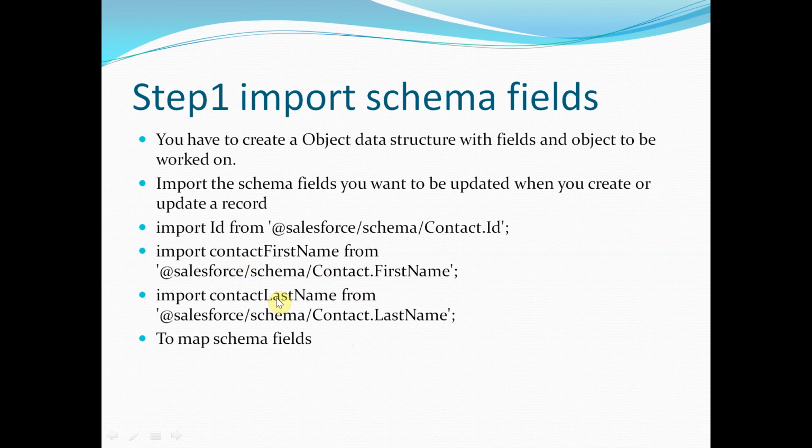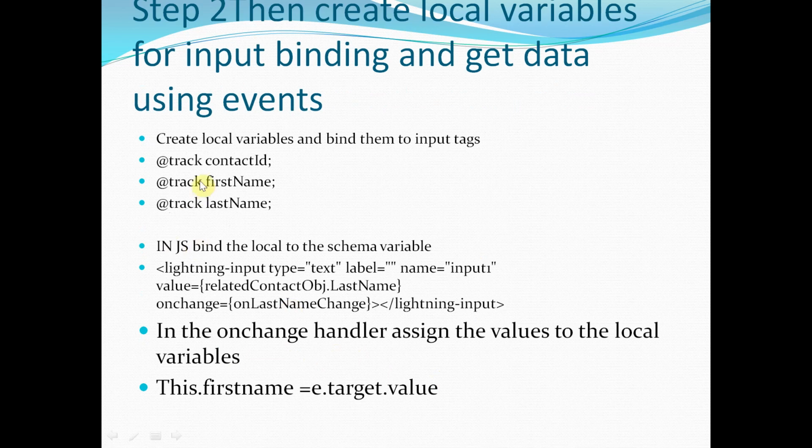Instead of passing different parameters to Apex and then updating from there, what you have to do is import the fields from the schema. Next is you have to map the schema fields. You have to create a couple of local variables, like contactId, firstName, lastName. These are going to catch the data from the UI. On change, you remember, we will do this.firstName = event.target.value. We already saw that in the previous tutorials. If there is a doubt, go to the first video of the LWC where we built our inputs. In the second video, there is how to handle inputs using change.